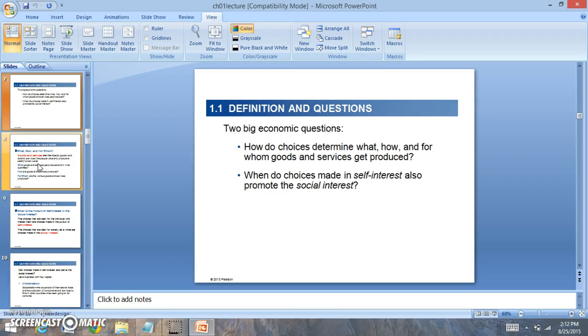Individuals can make decisions, and they do this in 2 different types of economics, microeconomics and macroeconomics. Economics is really about how we satisfy our resources. The 2 big economic questions that we're focused on are how choices determine how and what for whom goods and services should be produced. So those are some of the topics that we're going to focus on in the first week.